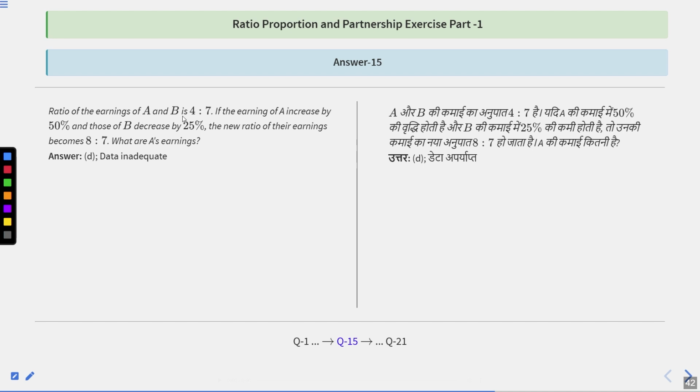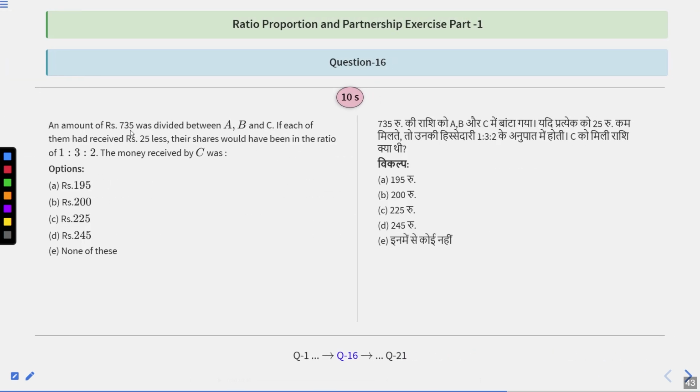The earnings of A and B are in the ratio 4:7. If the earning of A increases by 50% and that of B decreases by 25%, the new ratio... Can we know the actual earning of A and B? We don't know. So how can we find the earning of A? So in this question, data is inadequate. We cannot solve the question. We cannot find the actual earning of A because we don't have the actual earnings of A and B. So in this question, data is inadequate. Okay. Next one.